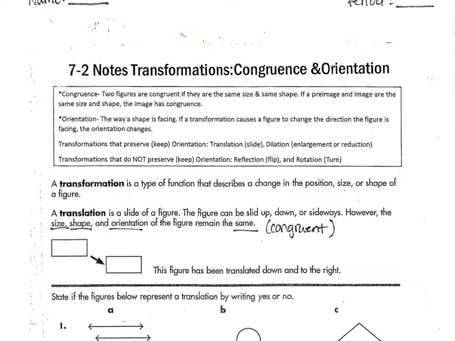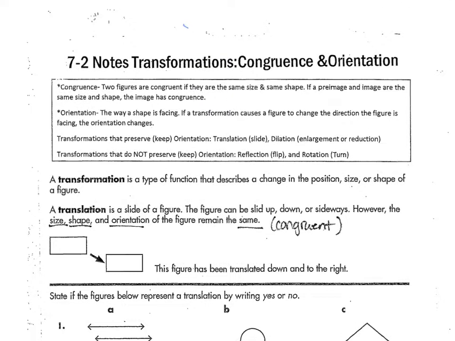Okay, so this unit on transformations, what that means is it's just the way shapes are moving on a coordinate plane. So there are 4 different types we're going to talk about, but one thing we need to know about those transformations before we get into those is the difference between congruence and orientation.